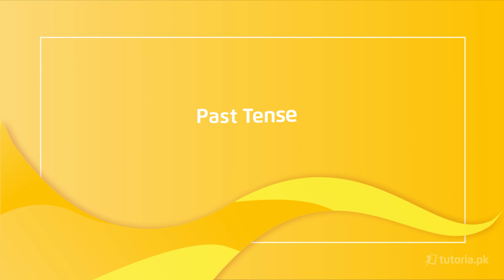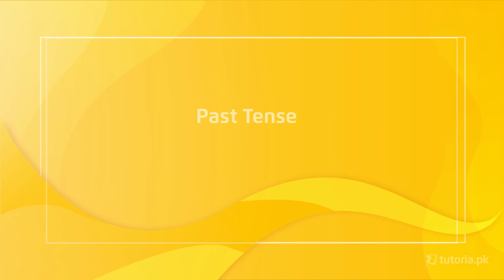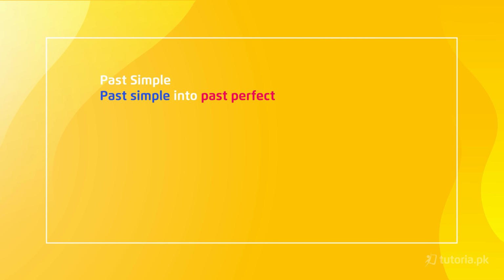Similarly, like present tense, past tense also has four kinds: past simple, past continuous, past perfect, and past perfect continuous. Let's take past simple tense into account. Past simple tense, while changing into indirect speech, changes into past perfect. As simple as that: past simple changes into past perfect.